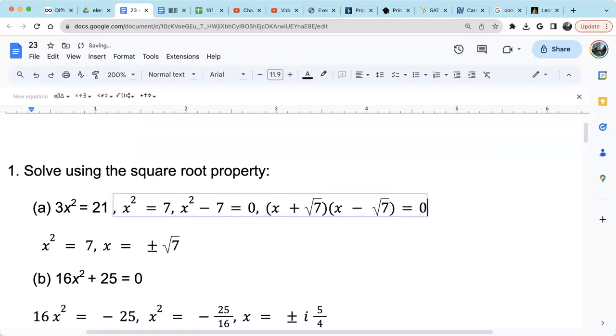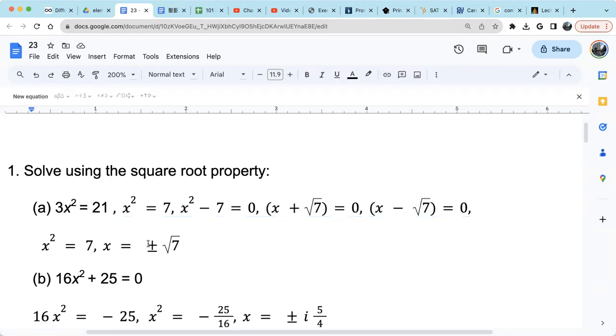Then by the zero property, we can split into 2, right? That means x plus square root of 7 equals 0 and x minus square root of 7 equals 0. So we get 2 solutions. This one gives us negative square root of 7, this one gives us positive square root of 7. So either way, we get positive and negative square root of 7 as the solution.